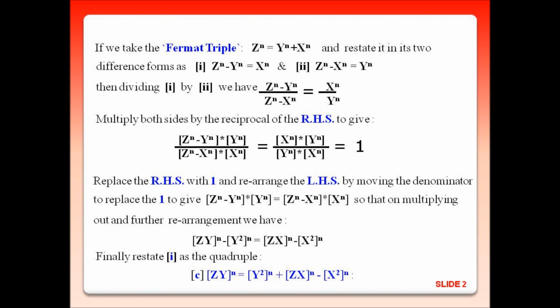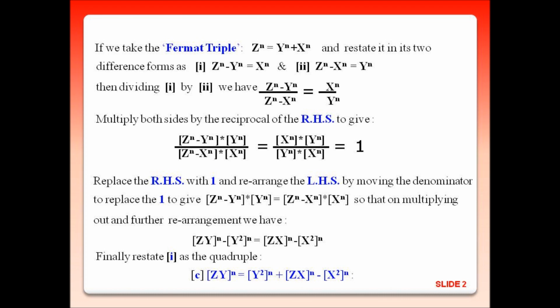Multiply both sides by the reciprocal of the right hand side to give z to the n minus y to the n, all times y to the n, all divided by z to the n minus x to the n, all times x to the n, is equal to x to the n times y to the n, all divided by y to the n times x to the n, equals 1.